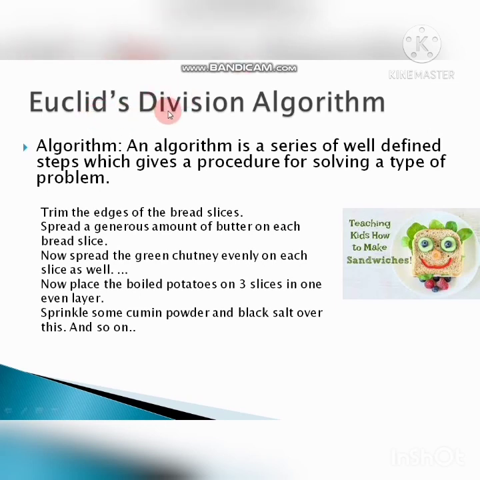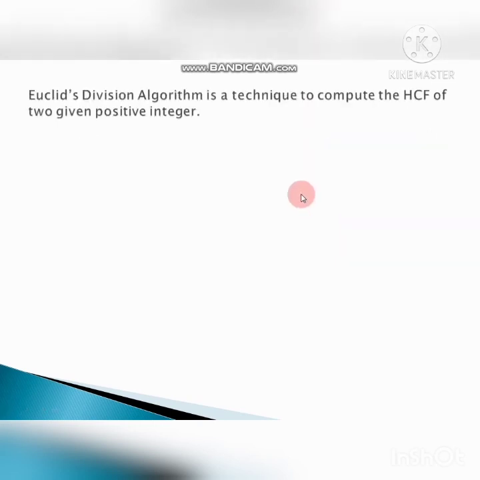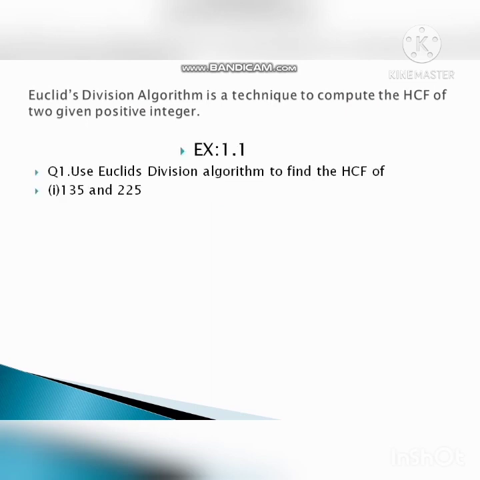So Euclid's division algorithm. Now what is this Euclid's division algorithm? Euclid's division algorithm is a technique to compute the HCF of two given positive integers. It is used to find the HCF of two given positive integers.